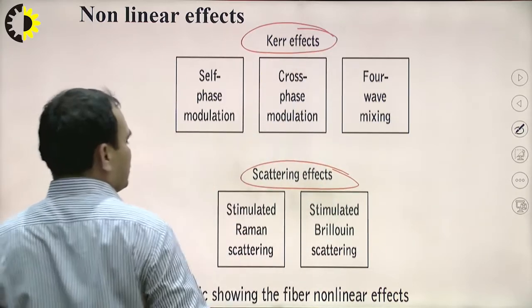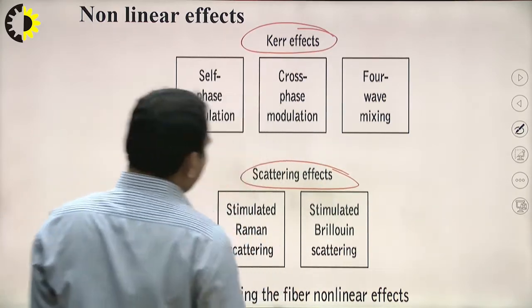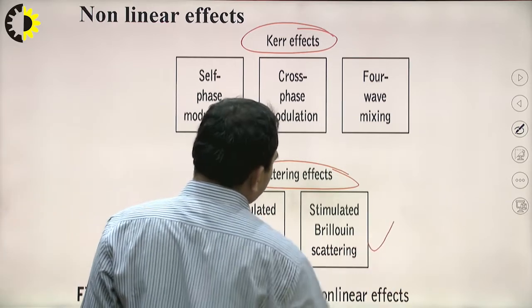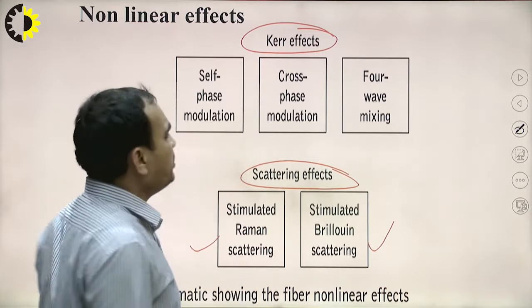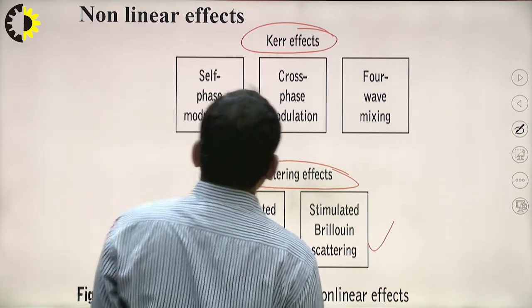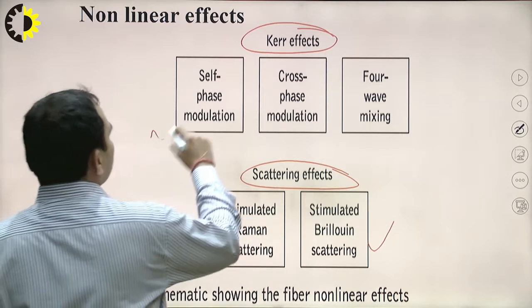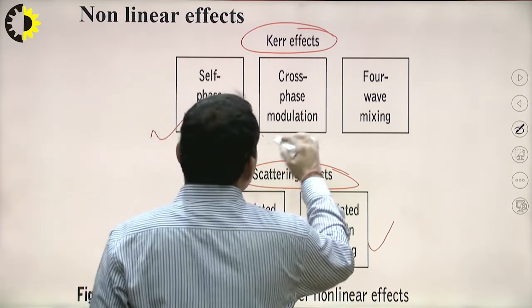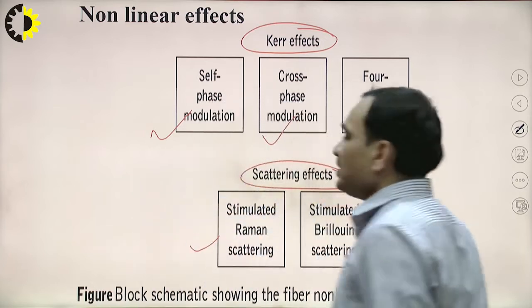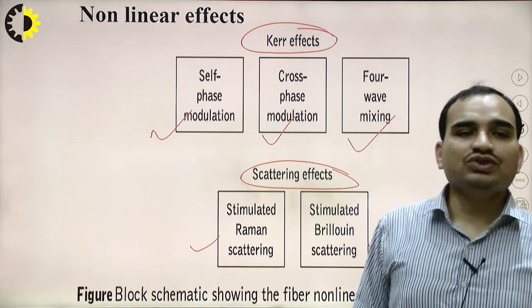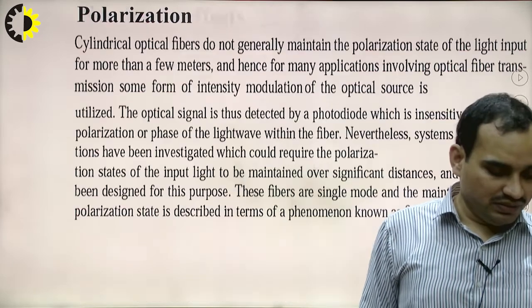Scattering effects are classified as stimulated Raman scattering and stimulated Brillouin scattering, as we have discussed in my previous lectures. And in the Kerr effects, we have three basic effects, that is self-phase modulation, cross-phase modulation, and four-wave mixing. All these effects are known as the Kerr effect. So this is a block diagram showing the fiber nonlinear effects.